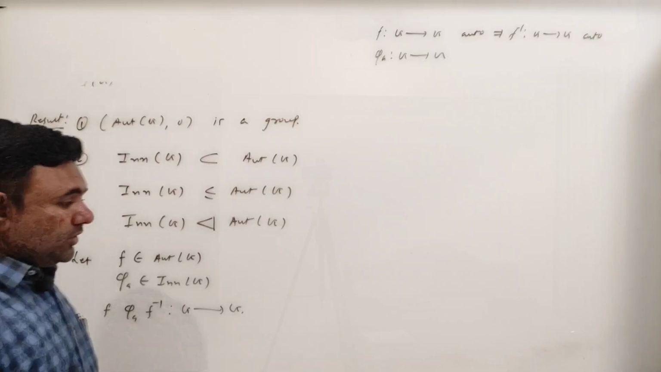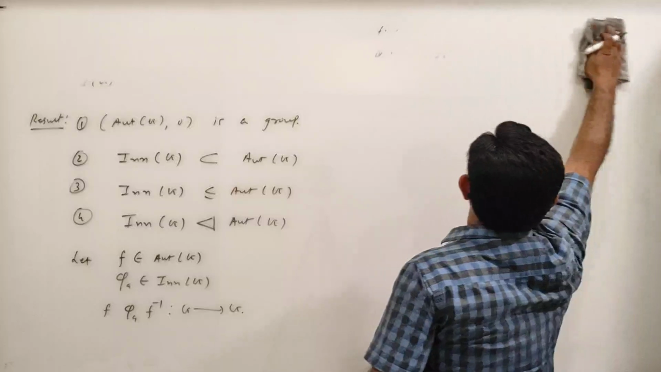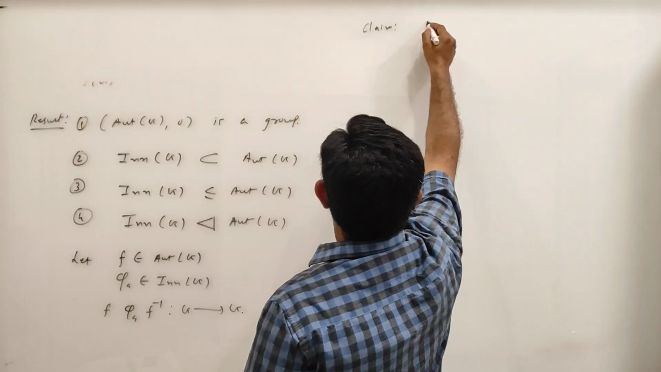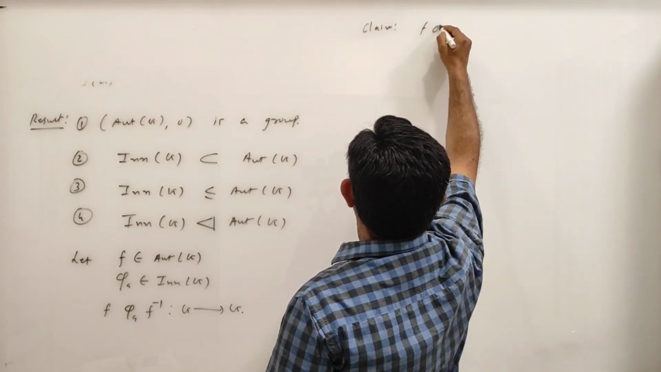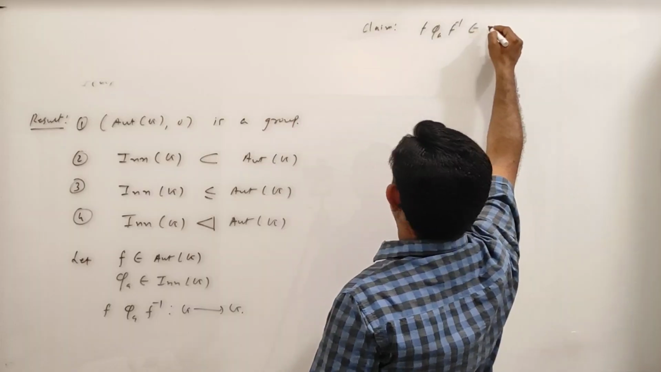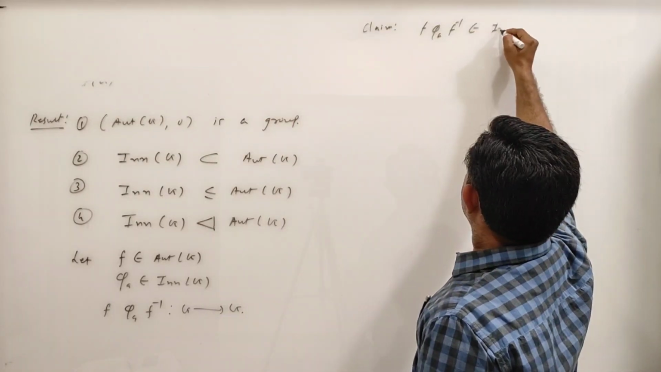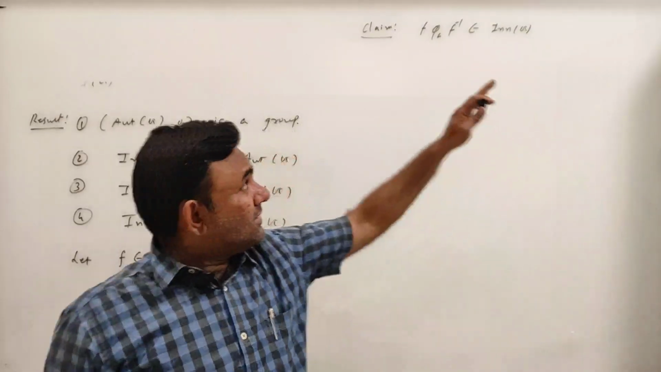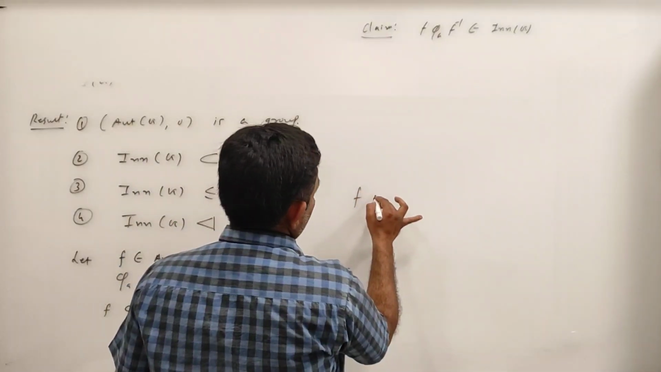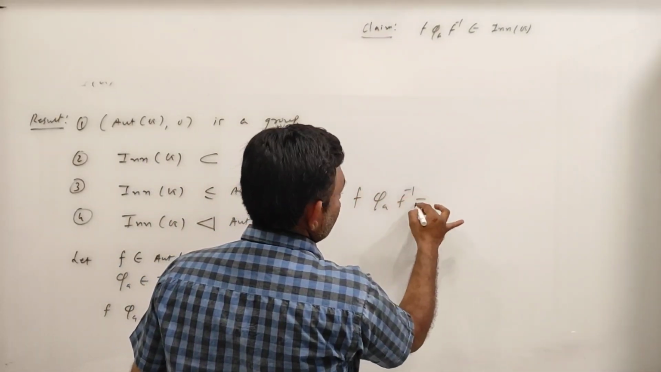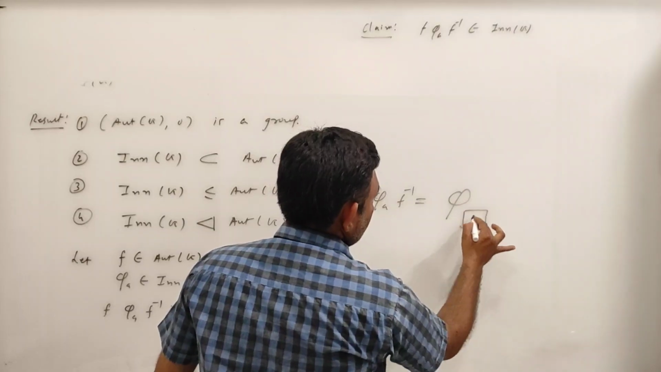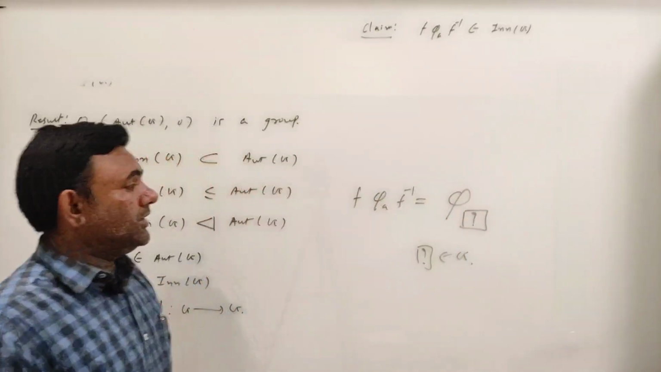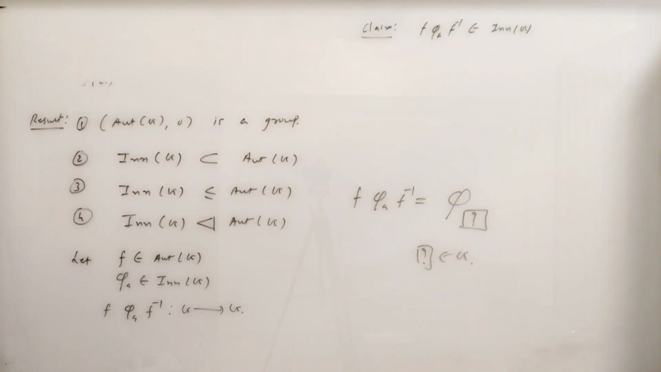But my claim is what? So the claim is this one. This F phi A F inverse is an element of inner automorphism G. This is my claim. So to prove this claim, what do I have to show? I have to show that F phi A F inverse is of the form phi of something, and this something should be an element of G. I have to show this.